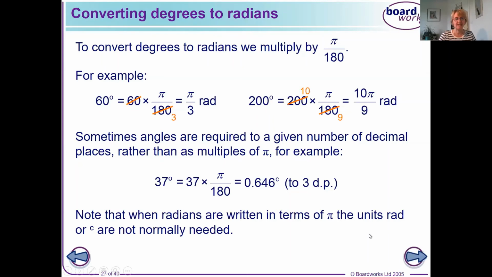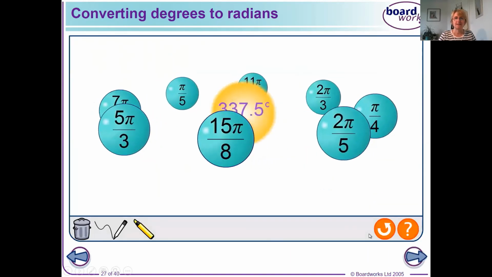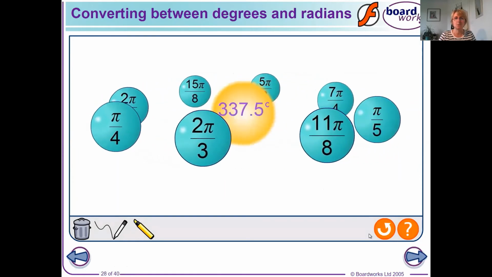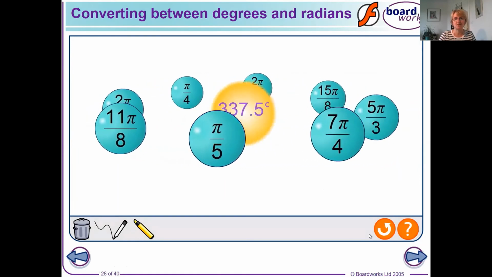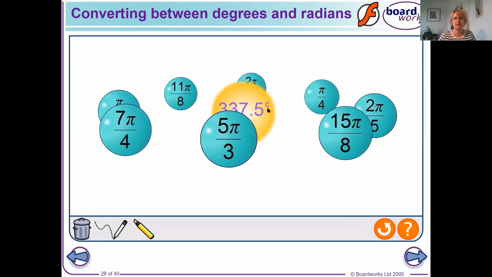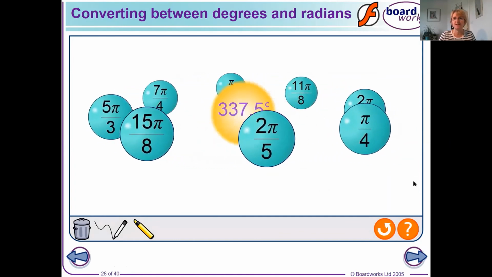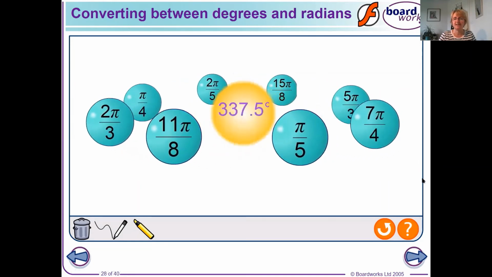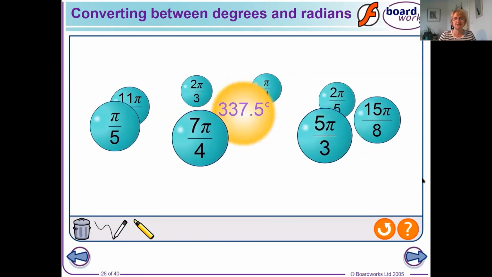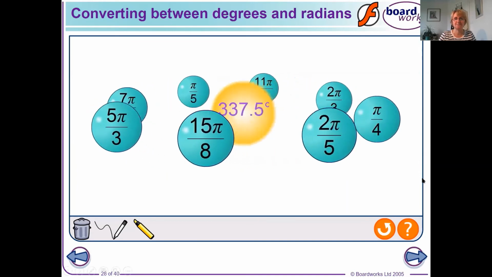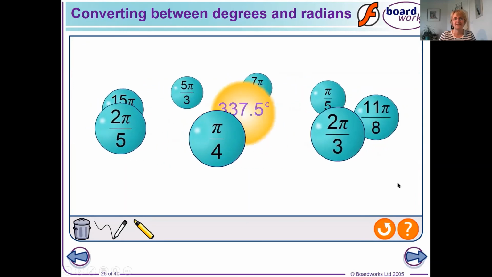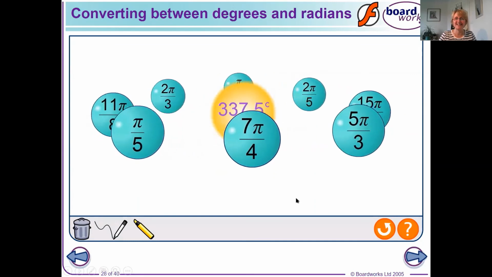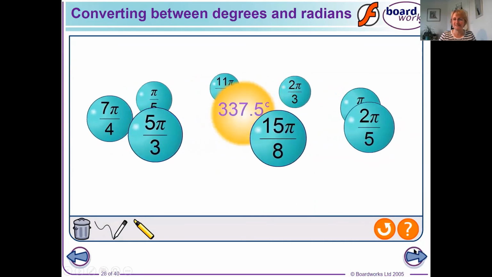Okay, as it says there. Now, let's see if you can do this one then. 337.5 degrees, what is that equal to in terms of pi? So it's a little bit less than 360 degrees, so you'd expect it to be a little bit less than 2 pi radians. So see if you can work out which of those is. And in fact, now that by clicking it, it should have given you the answer there. It's actually 7 pi over 4.